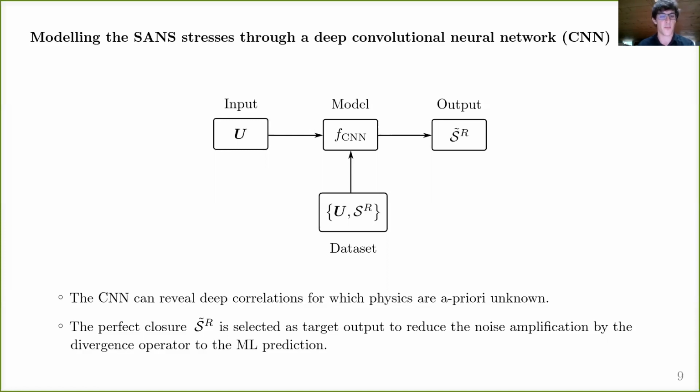They have also proved to be quite good at revealing hidden correlations when we have a physical term for which there is no information a priori. We don't really know how these spanwise fluctuating terms behave. On the other hand, as I've mentioned before, here we will be targeting the divergence of the spanwise stress residual tensor instead of the tensor components, because we don't want to differentiate a potentially noisy output of our machine learning model.